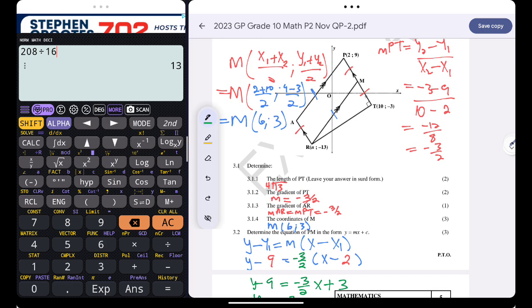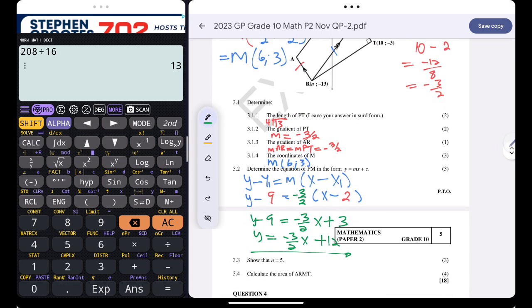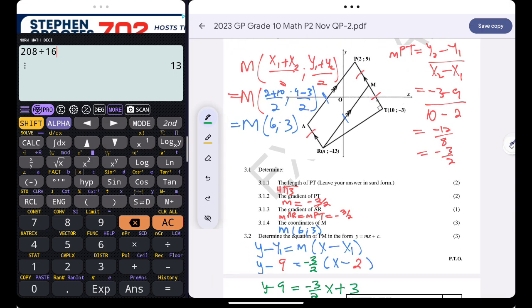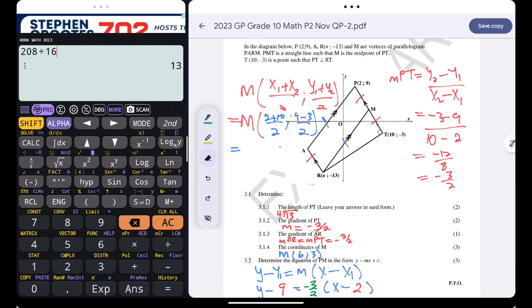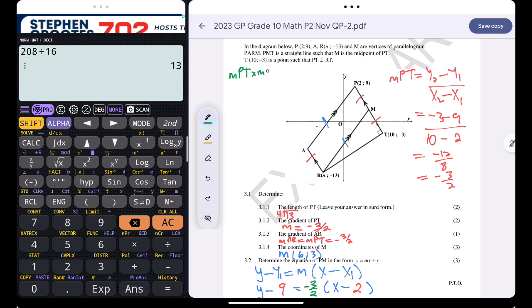I'm asked to show that n is equal to 5. Okay, what was I told? I was told that the two lines are perpendicular. Let me just erase here to create room for me to write. I was told that PT and RT are perpendicular, which simply means that the product of the gradient of PT and RT should give me minus 1.